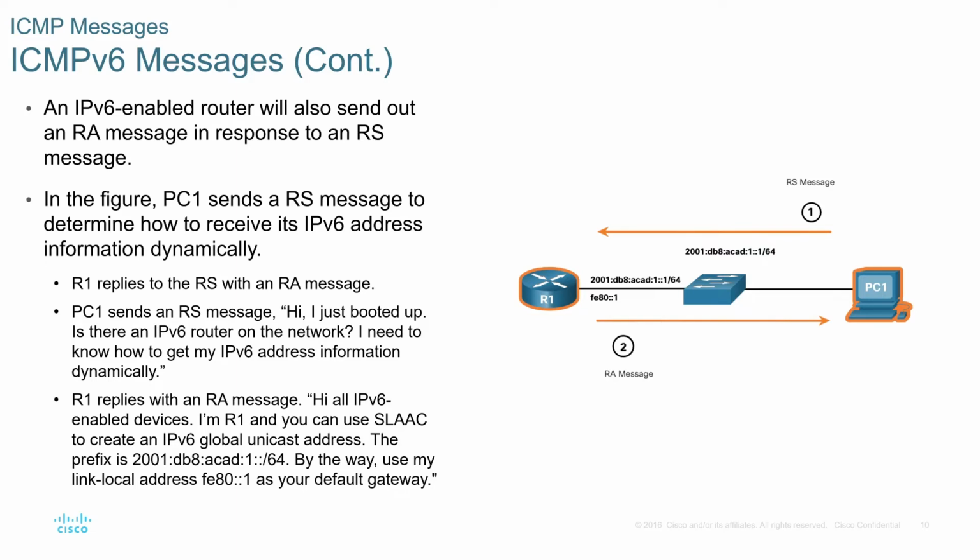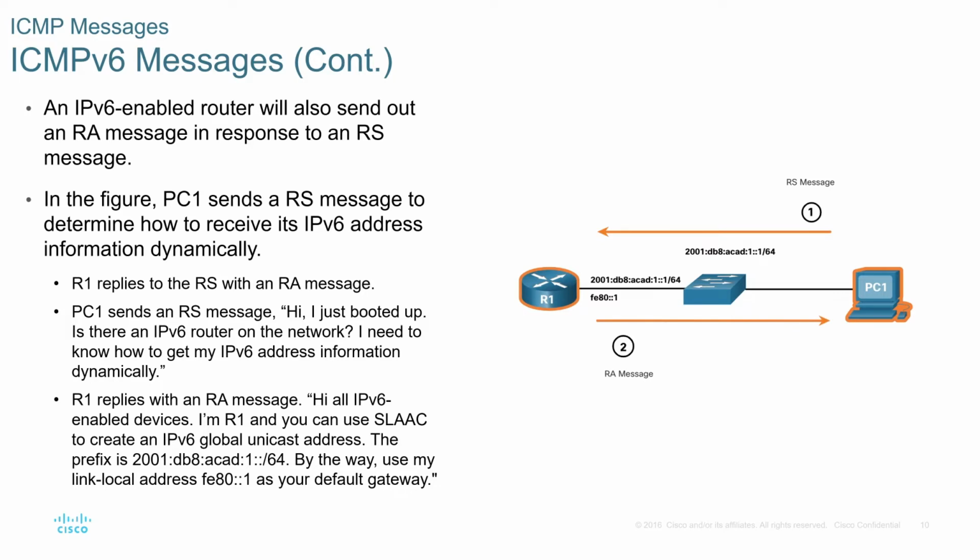R1 will reply with an RA message. Hi, all IPv6 enabled devices, I'm R1, and you can use SLAAC to create an IPv6 global unicast address. The prefix is 2001:DB8:ACAD:1::/64, and use my link local address of FE80::1 as the default gateway.